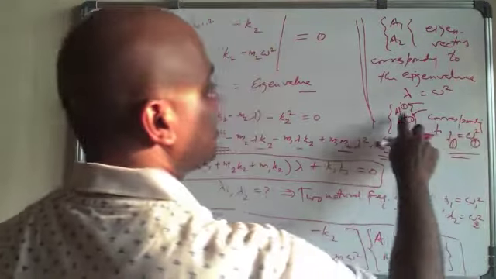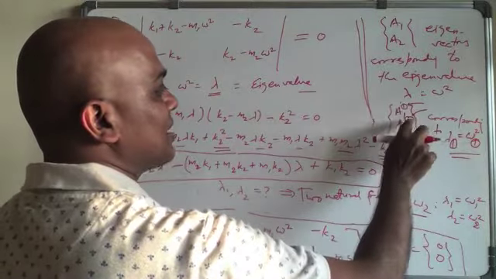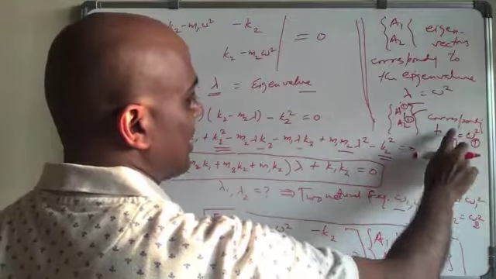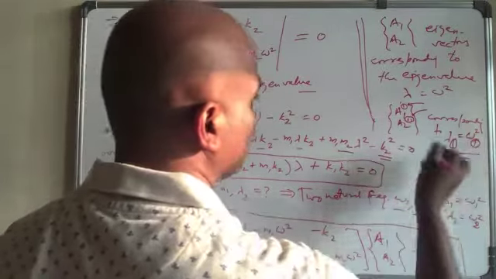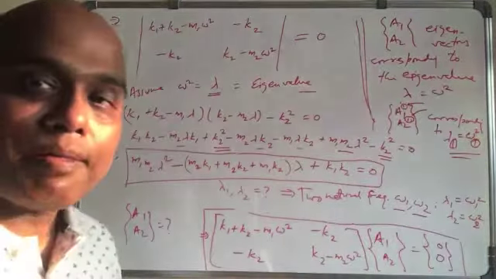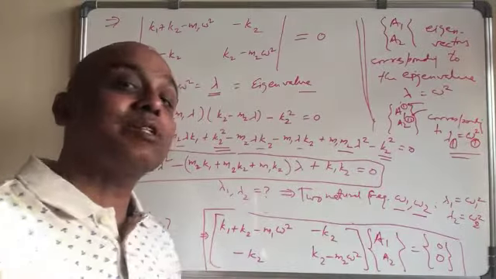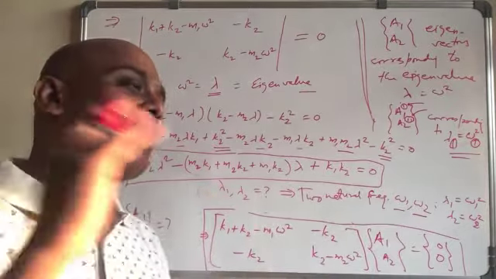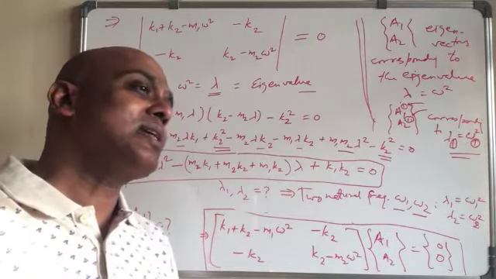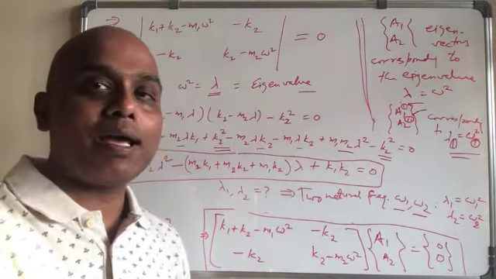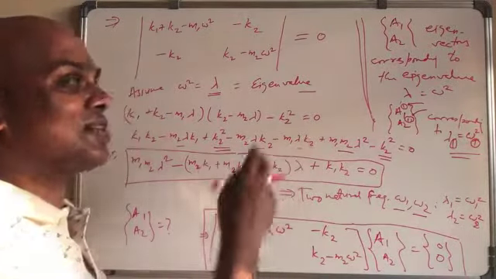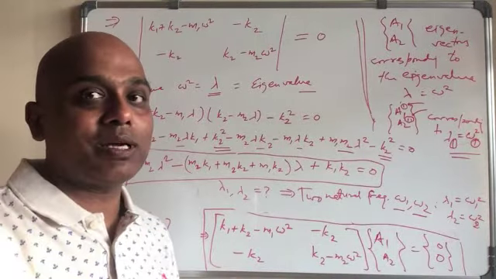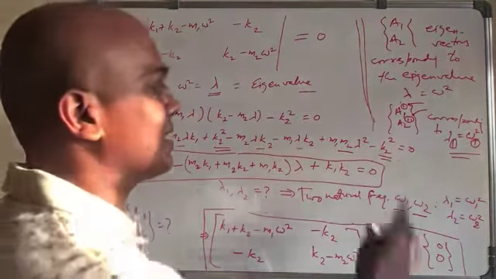Right? And similarly you put 2 here, so A1 2, A2 2, corresponding to lambda 2 equal to omega 2 square. So you get two sets of eigenvalue and eigenvectors. Eigenvalue is natural frequency square, eigenvector is A1 and A2 we are talking about, meaning the ratio of x1 and x2 in both modes, means alpha and beta you can find out from there.